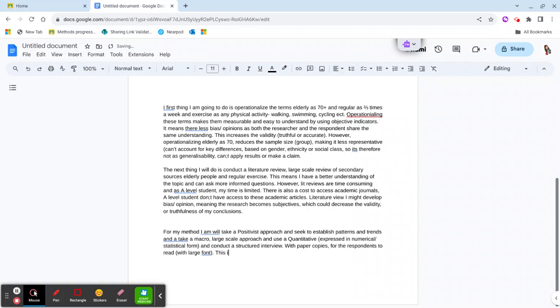This is because the elderly respondents may struggle to hear the questions. So they might struggle to hear the questions or read a self-completion questionnaire due to eyesight and needing glasses that they may not have with them.